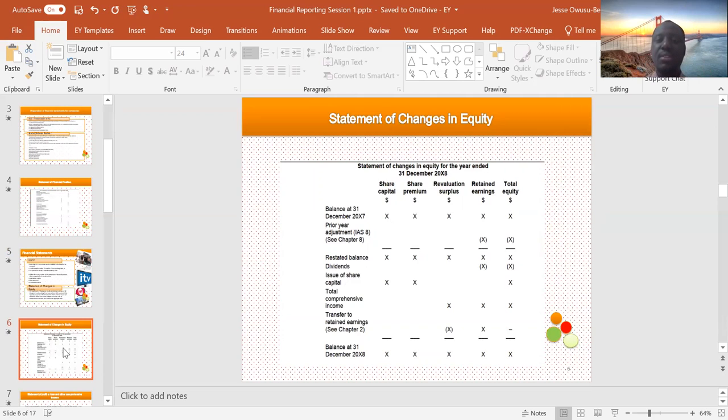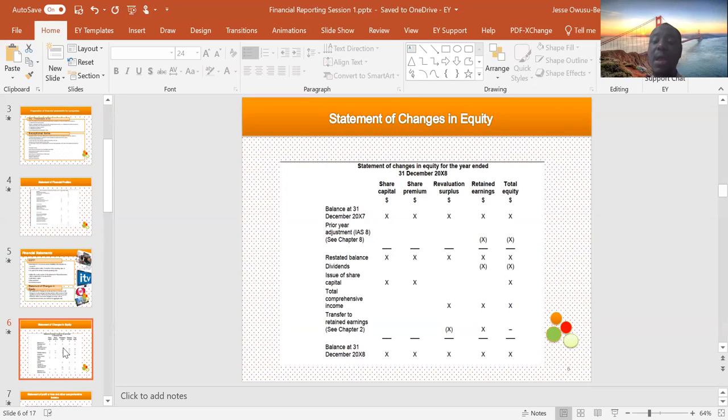So this is a statement of changes in equity. Now, you realize that at the top, you have the share capital, you have the share premium, you have the revaluation surplus, and you have the retained earnings, right? So remember that when you invest shares, there might be a share premium. You also need to factor in revaluation surplus. You also need to factor in retained earnings. All these things impact equity. Always keep that in mind.